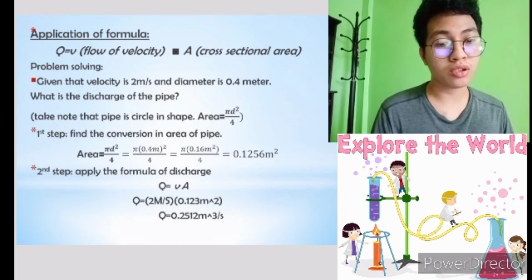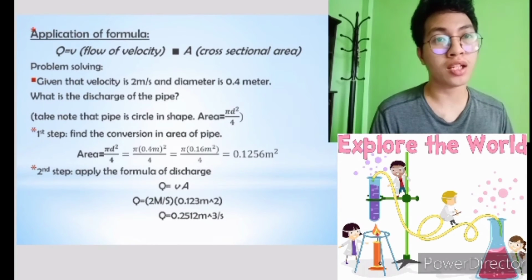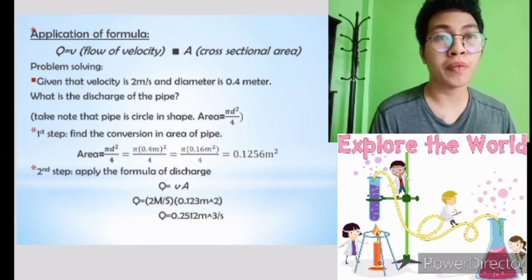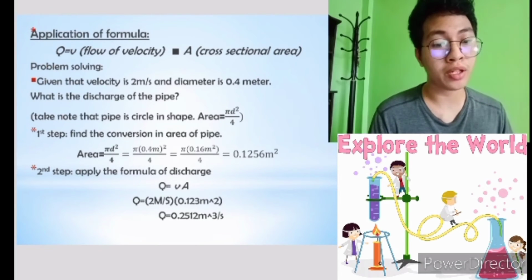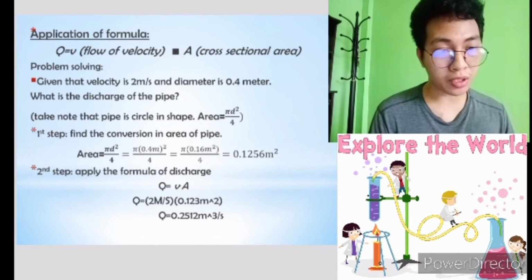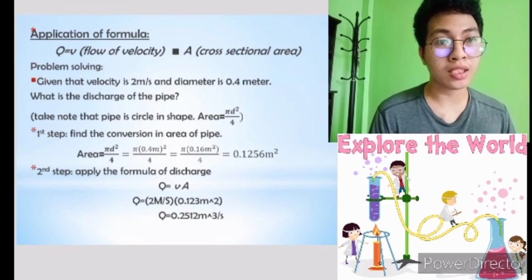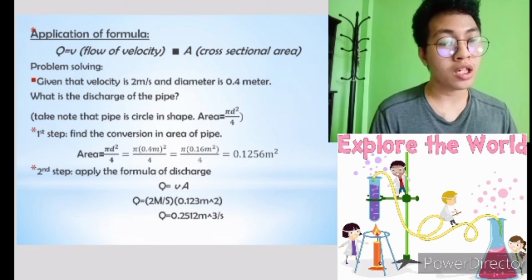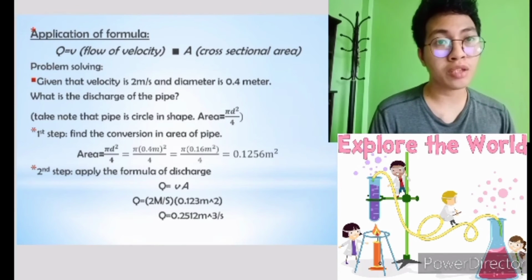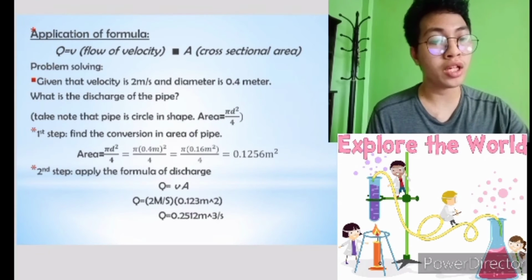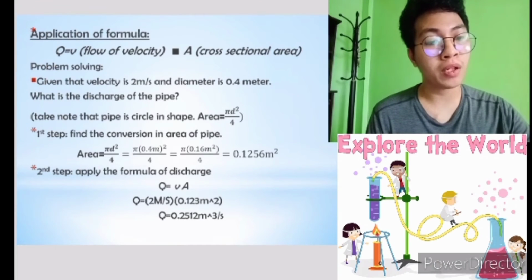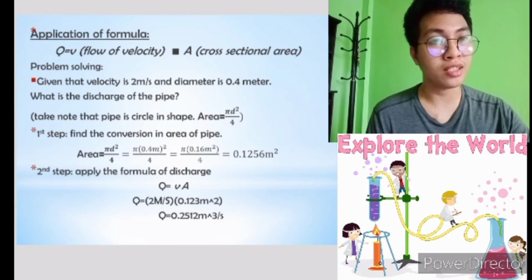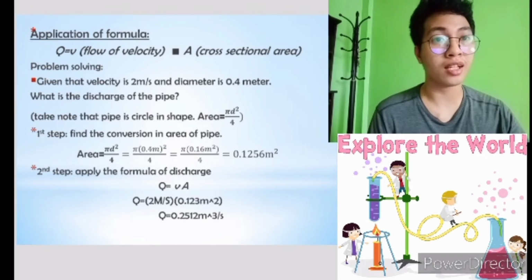To substitute, dapat ang total format ng formula is area is equals to pi d squared divided by 4 is equals to pi 0.4 meter to the second power divided by 4 is equals to pi, open parenthesis, 0.16 meter to the second power divided by 4. So to ask kung saan nanggaling ang 0.16 meter to the second power, minultiply lang natin yung 0.4 times 0.4 kaya naging 0.16 meter to the second power.